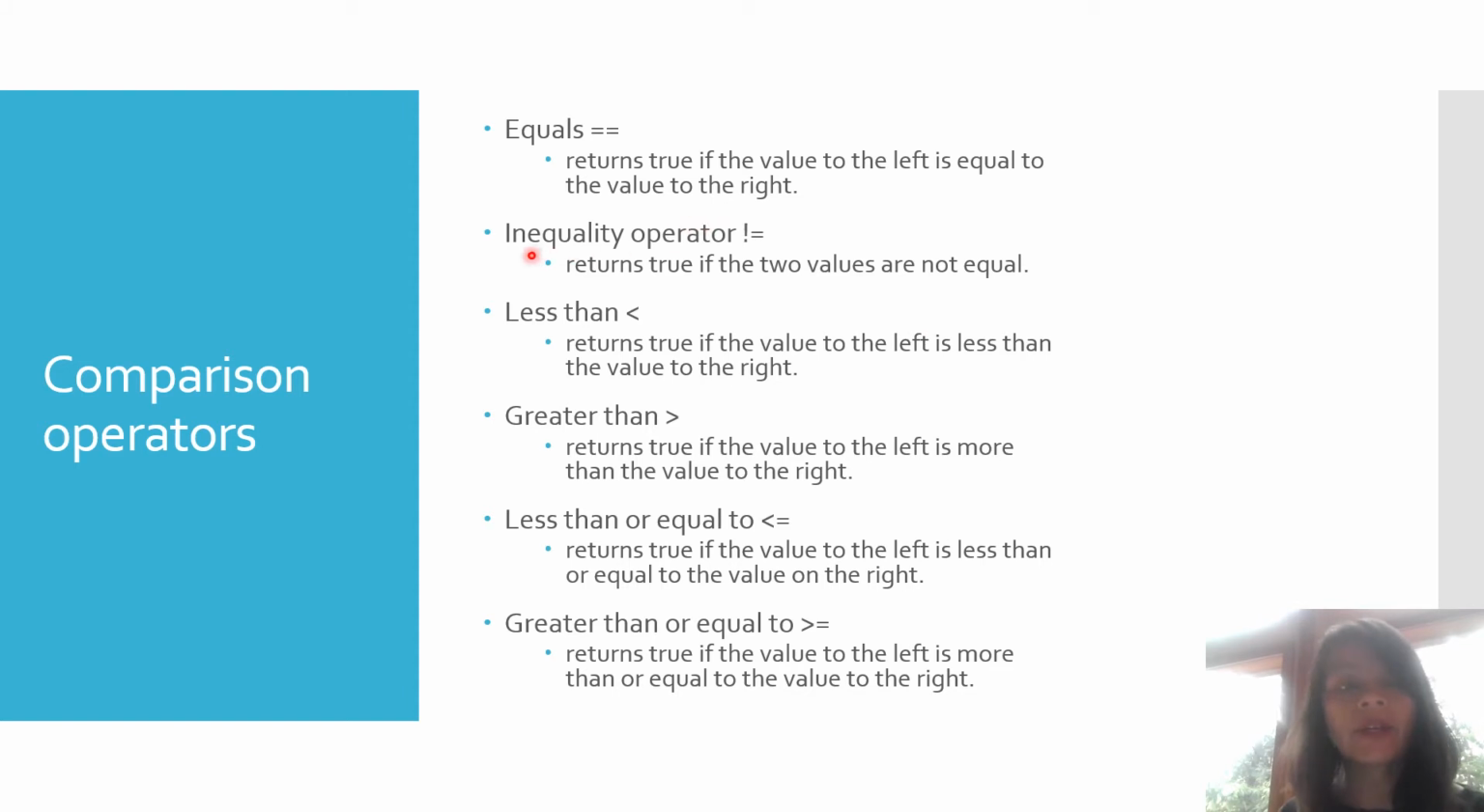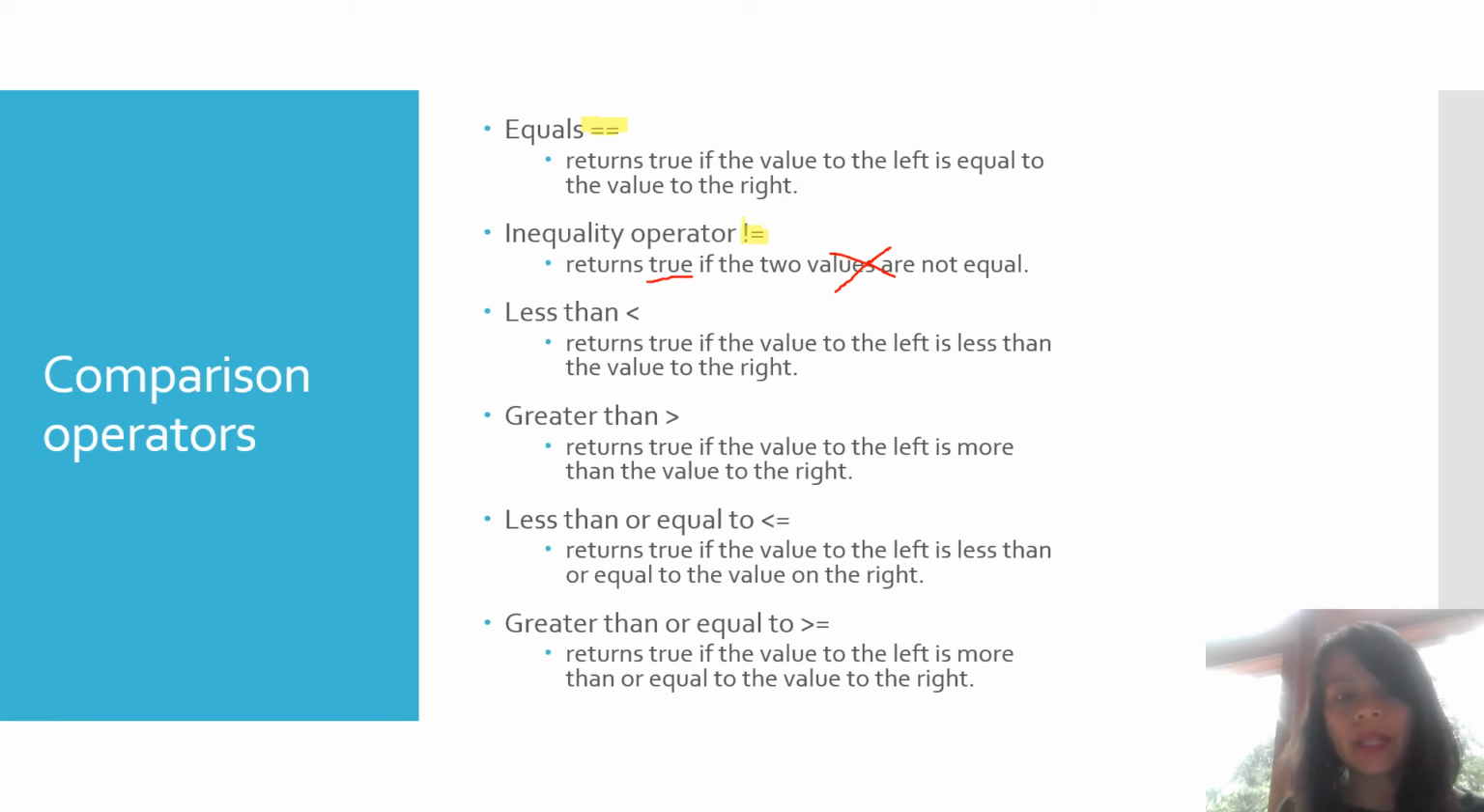So here we have the comparison operators. We have the equals, which is two equal signs. This returns true if the value to the left is equal to the value to the right. Okay. We also have the inequality operator, which is an exclamation mark, and then the equal sign. So exclamation mark first. This returns true if the two values are not equal. So if this is not that, then it's true.